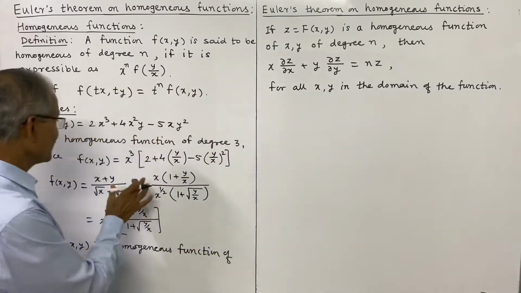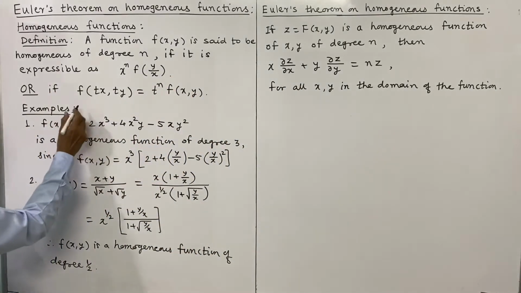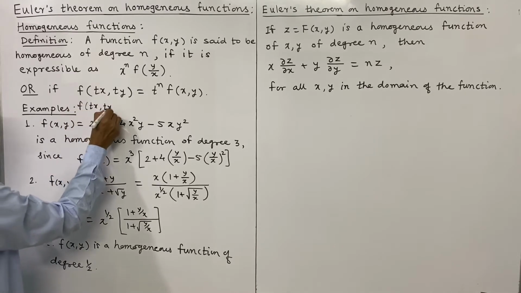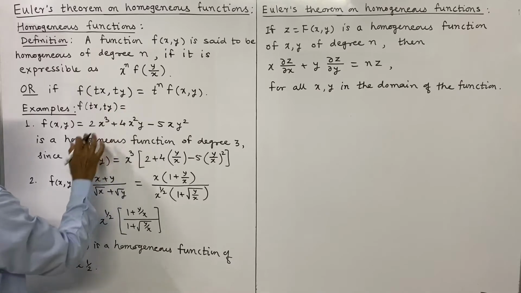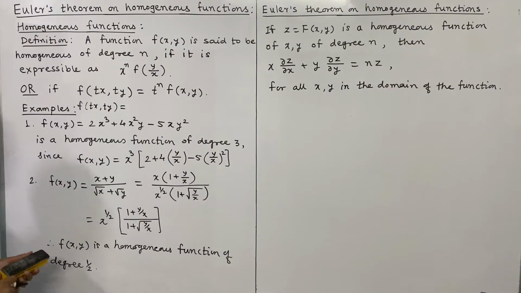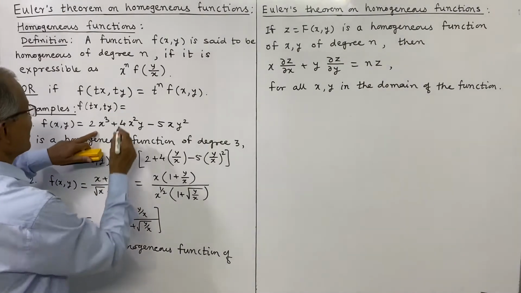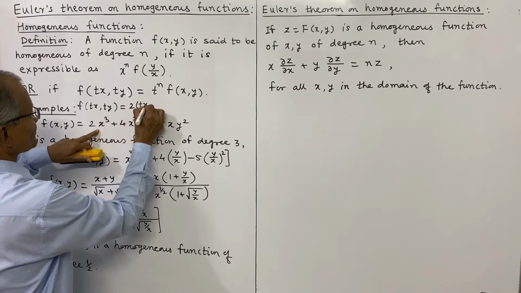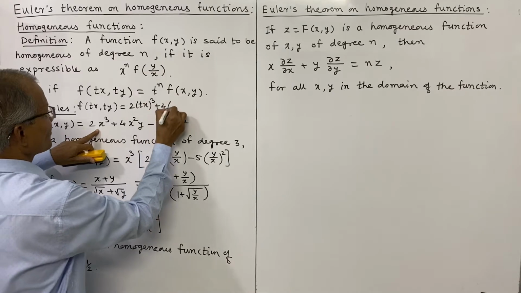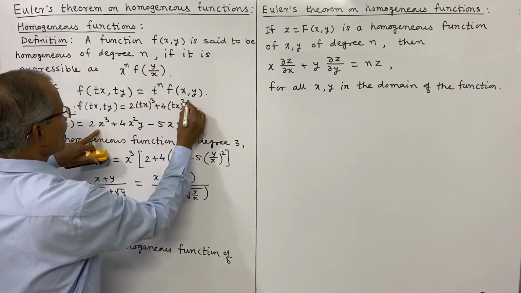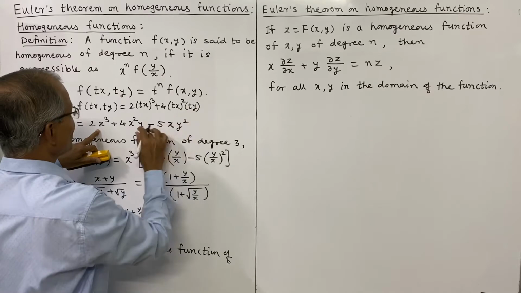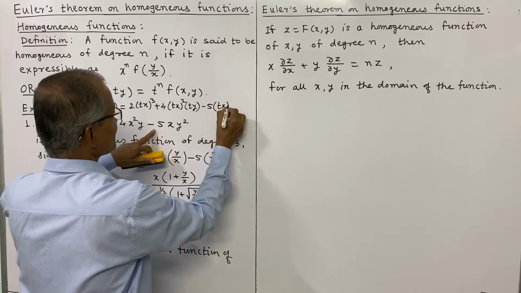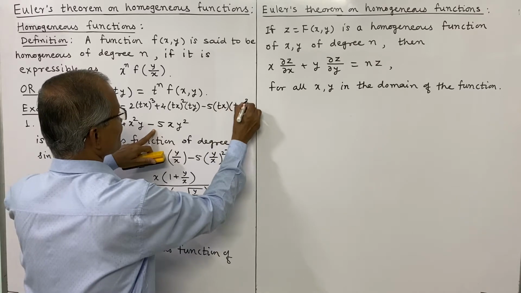So we can easily check by the second definition also. See, if I consider this function, what will be f of tx comma ty for this function? Wherever x and y are there, write tx and ty. So that will be 2 tx cube plus 4 tx whole square ty, y is to be written as ty, minus 5 tx ty square.